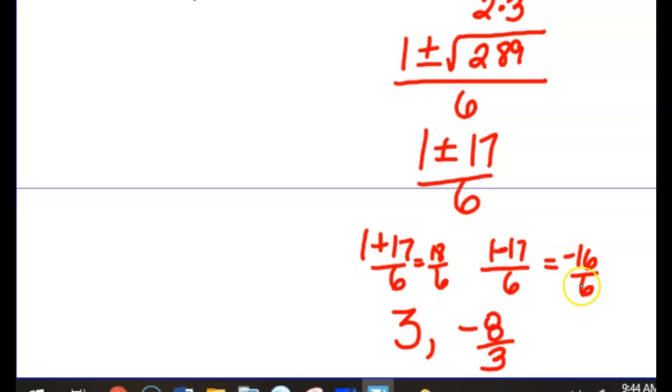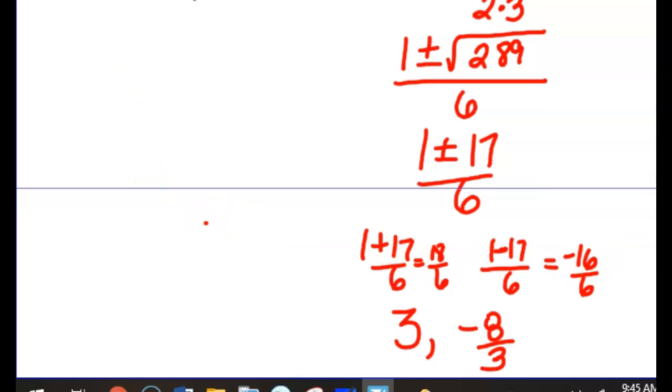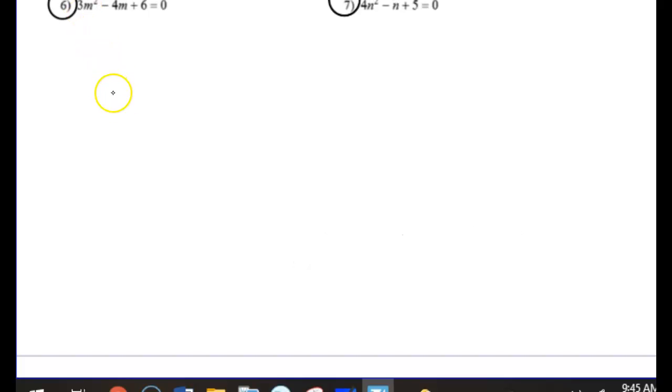Okay, how we doing? Now, the fact that we got 2 nice answers, sort of nice, actually means that this would have factored. But you have to solve the way I ask you on the quiz and show your work. And some of them you wouldn't recognize whether they factor or not. All right. I'm just going to keep going. All right. Let's skip down to number 6.